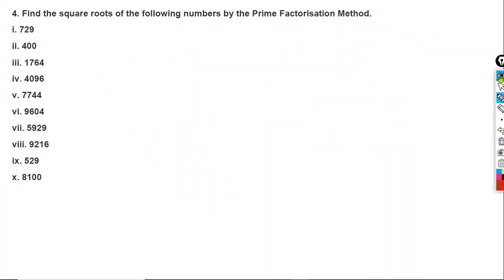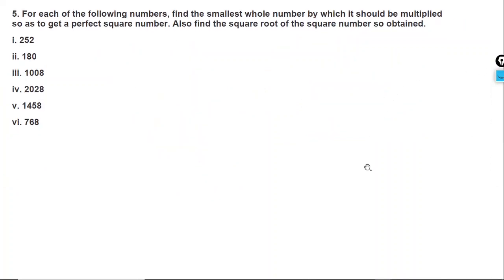Now we'll move to question number 5. For each of the following numbers, find the smallest whole number by which it should be multiplied so as to get a perfect square number. Also find the square root of the square number so obtained. Okay, so what we have to do? Find the smallest number by which it should be multiplied so as to get a perfect square number. Let's try with this number. There are 6 numbers, all will be done in the same fashion. We will try only one.